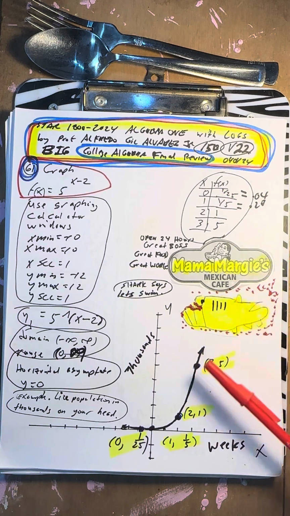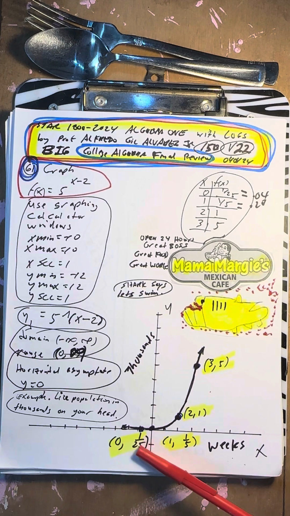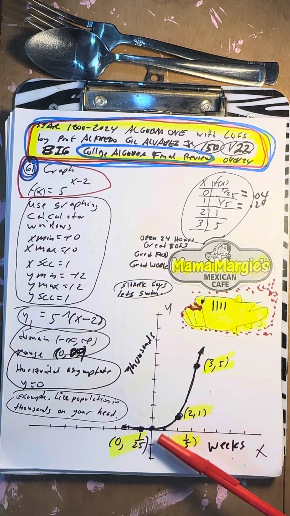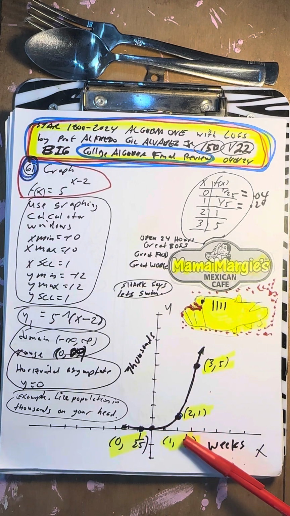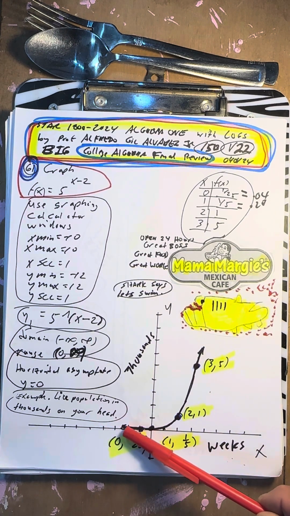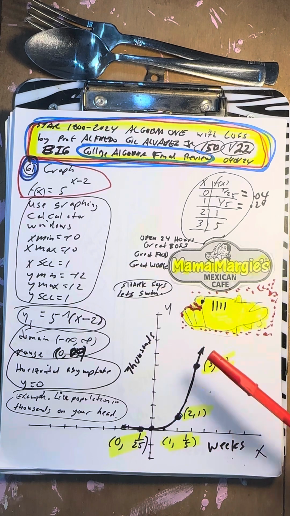So at 0, it's 1 over 25. At 1, it's 1/5. At 2 it's 1, and at 3 it's 5. So I'm going to use those numbers and graph it. It starts here real low, goes up, and then it takes off like that.